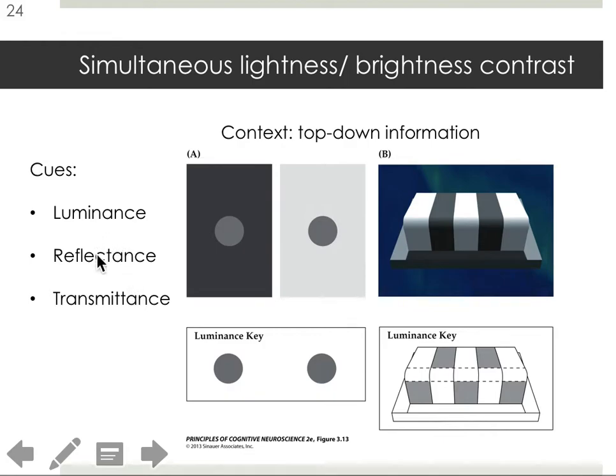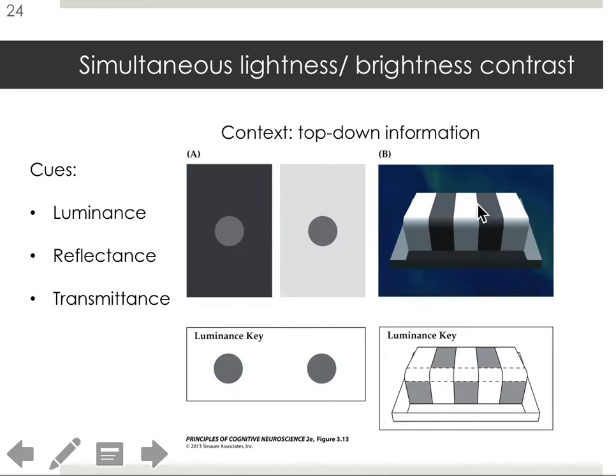Interestingly, you can also use top-down information to make inferences about things like shape and position of objects. In addition to luminance, reflectance and transmittance, you can have equal luminance situations, where these two dots, for instance, are the same in luminance. The amount of light hitting your retina from this dot and from that dot is the same. But because what's around those two dots is different, that can trick you into thinking the two dots are actually different. This is an example of context, or top-down information, changing how you infer the luminance cue.